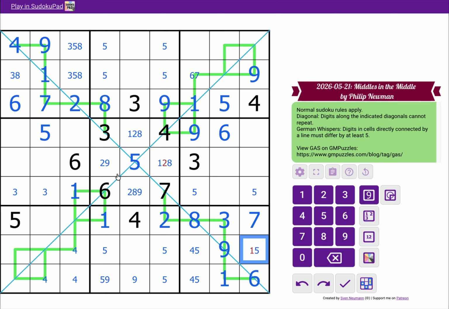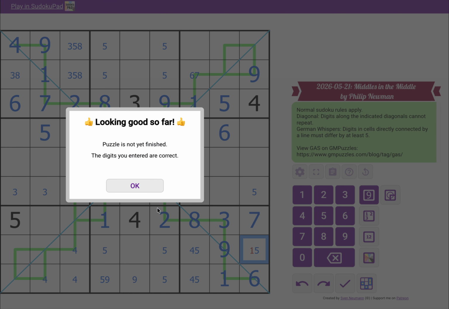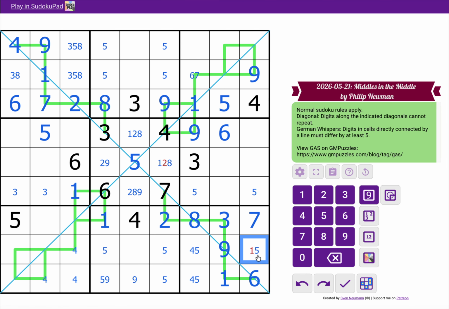What is happening? Am I missing something? 1? Okay, there is no 1. 1, okay. 2, 3 is here. 4, 5. 2, 4, 5. This could be a 2. And these could be 2s.